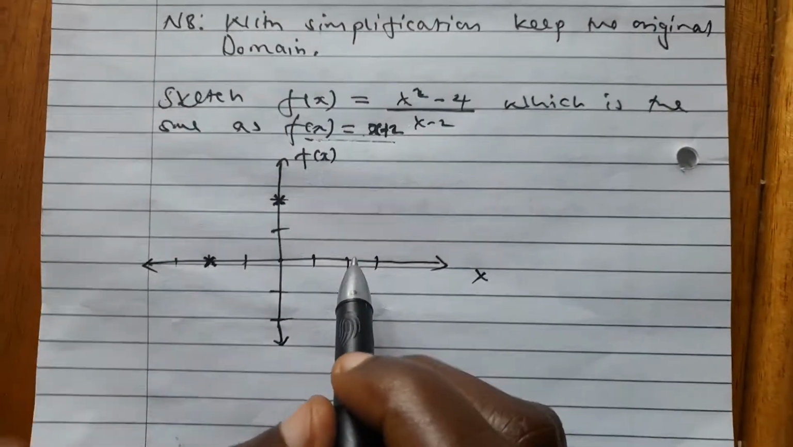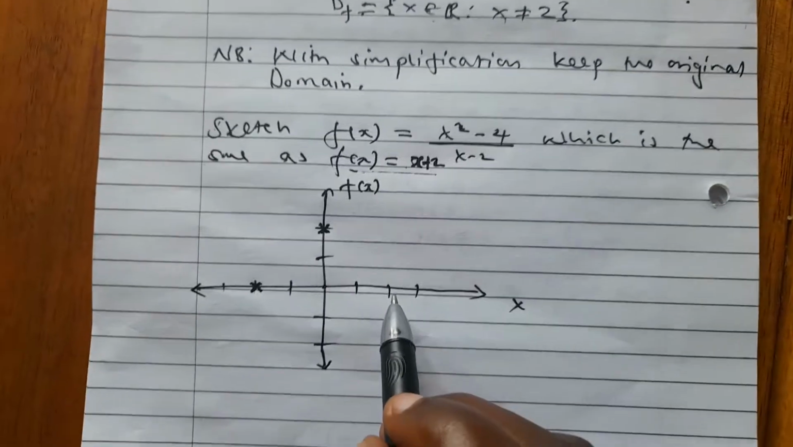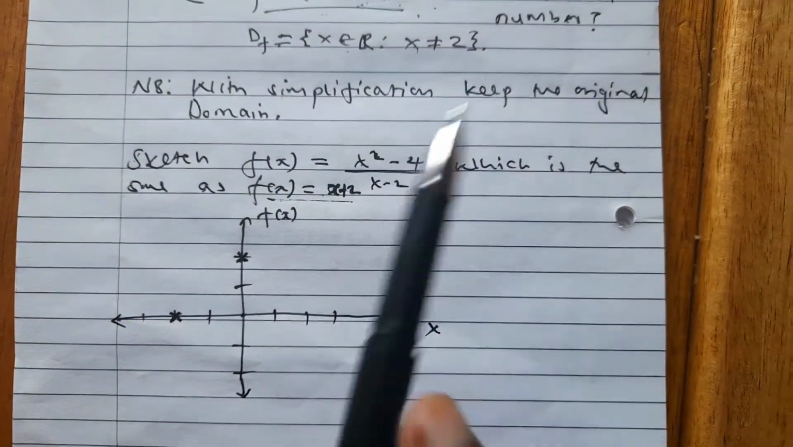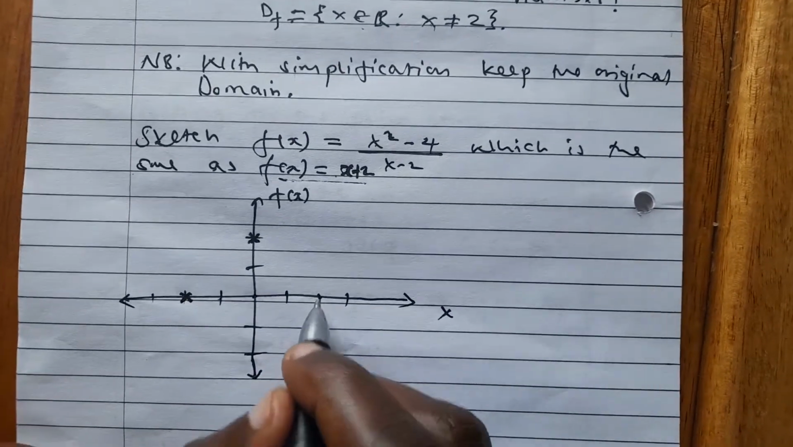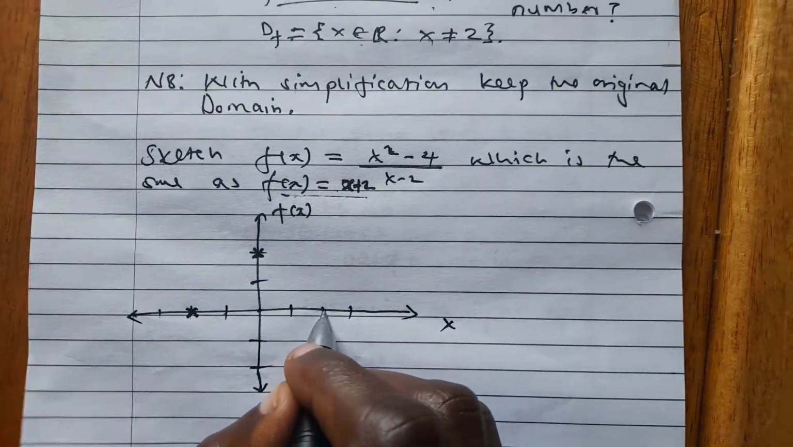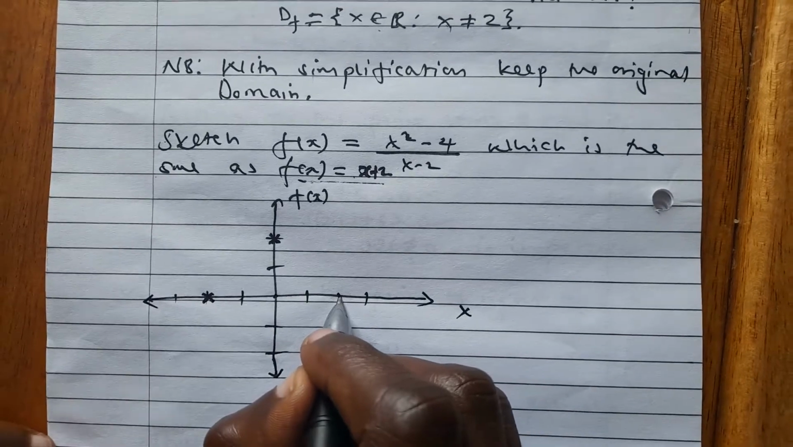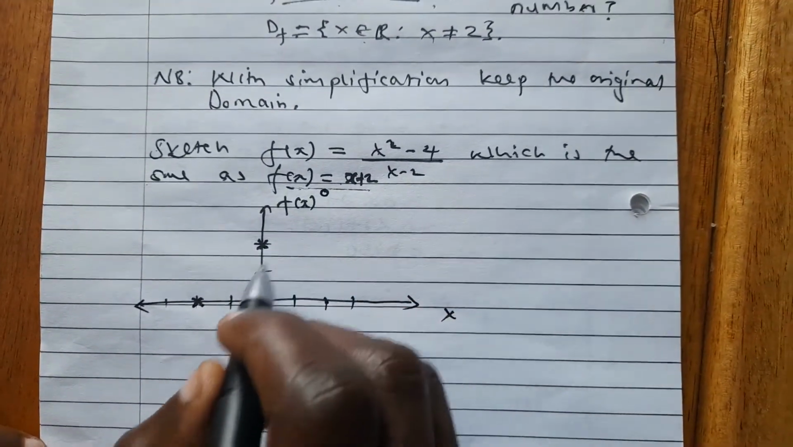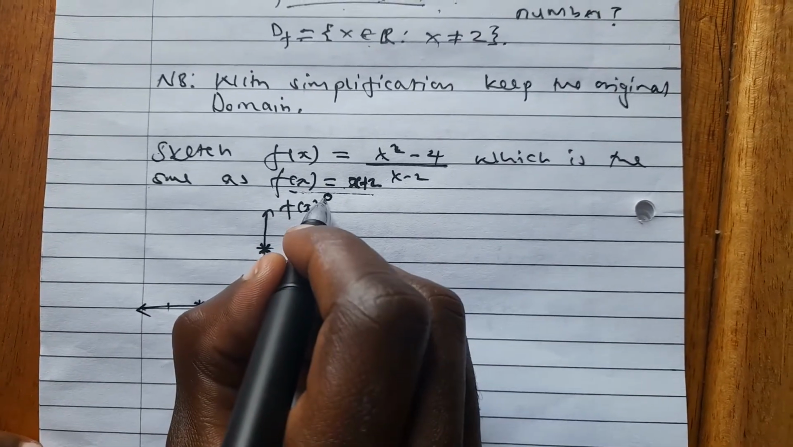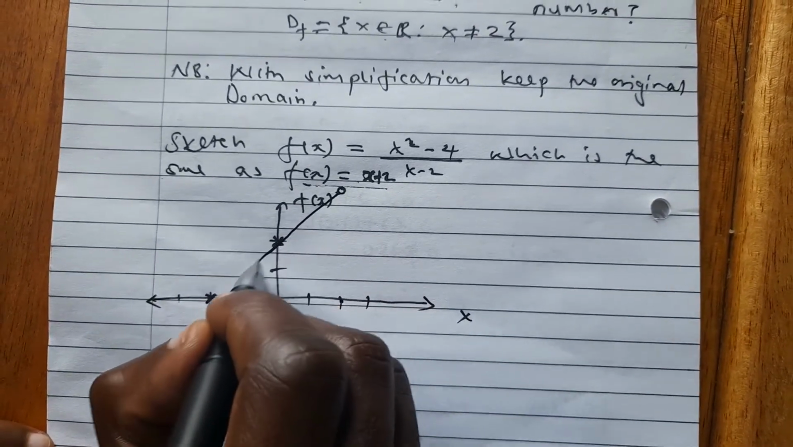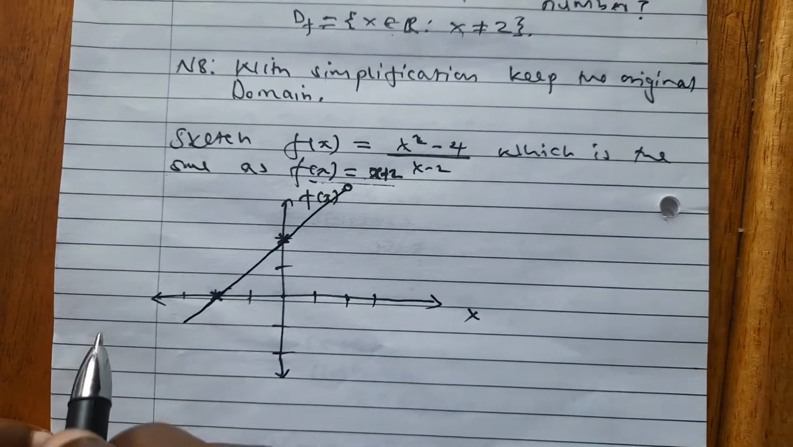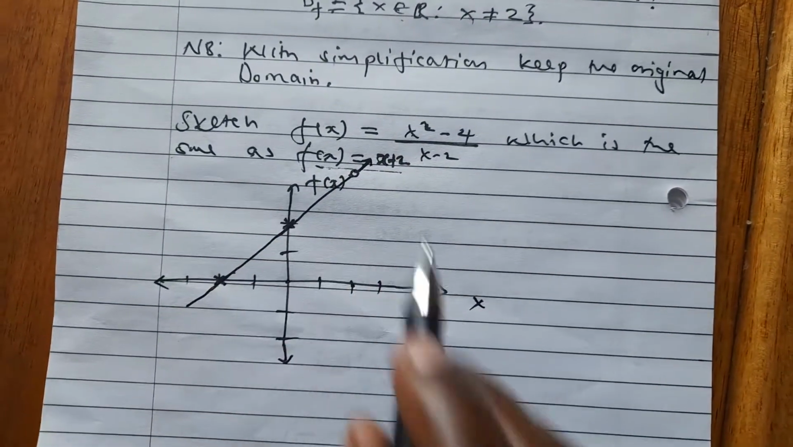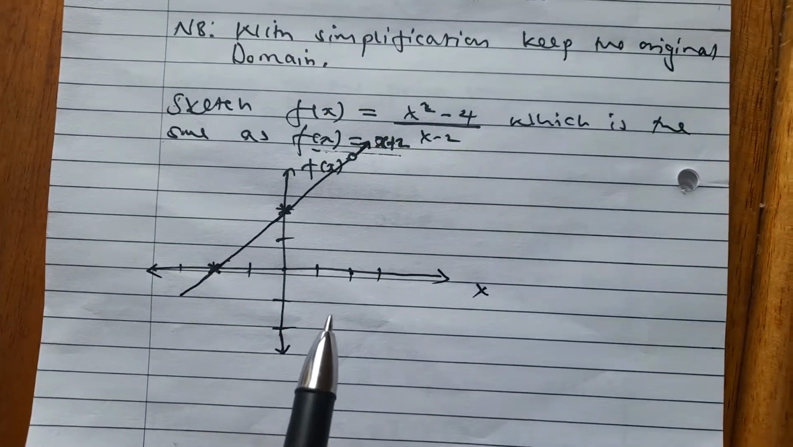And you realize there's that point which we know the function is not defined. That is when x is not equal to 2. So at that point, assuming x is equal to 2, my f of x will be equal to 4. Let's say it is some point here. So that is now my graph, a straight line like that. Sorry for the space, but I hope you guys can see it.